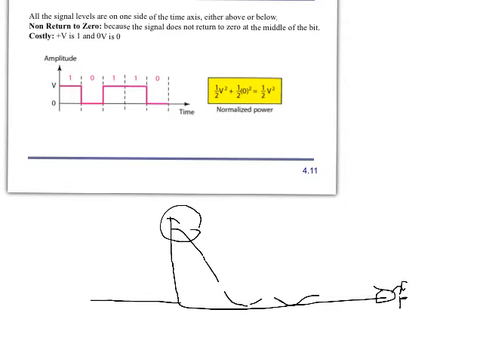So it seems that this coding scheme has all the disadvantages. The only advantage is that it's simple to generate because it has only two signal levels. One of them is 0. So it's very easy to generate. Okay?